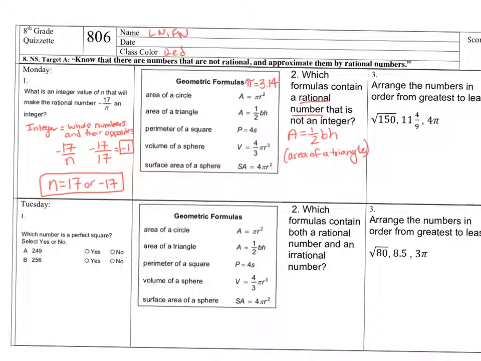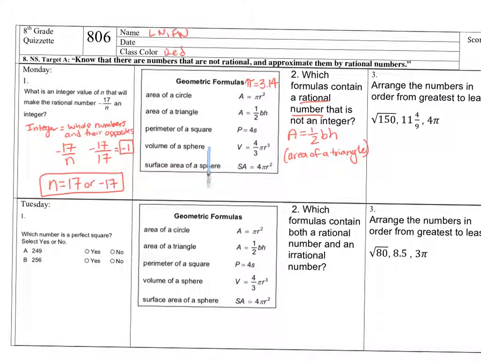And let's see if there's another one. P equals 4s, does it contain a rational number that is not an integer? That's actually a rational number. 4 is a rational number, but that's also an integer. So it doesn't meet the qualifications.